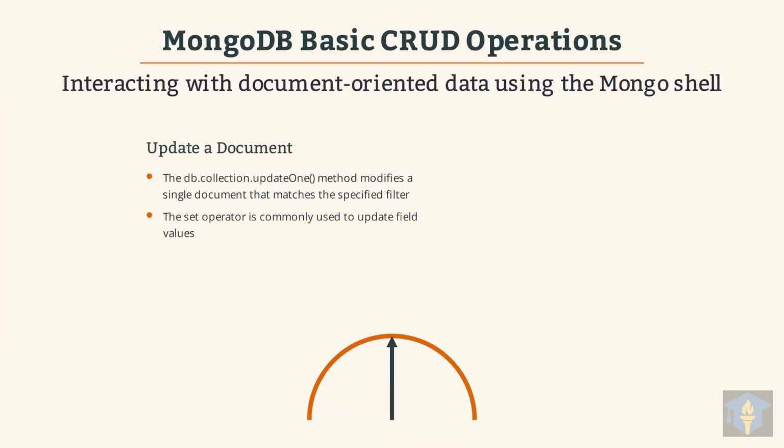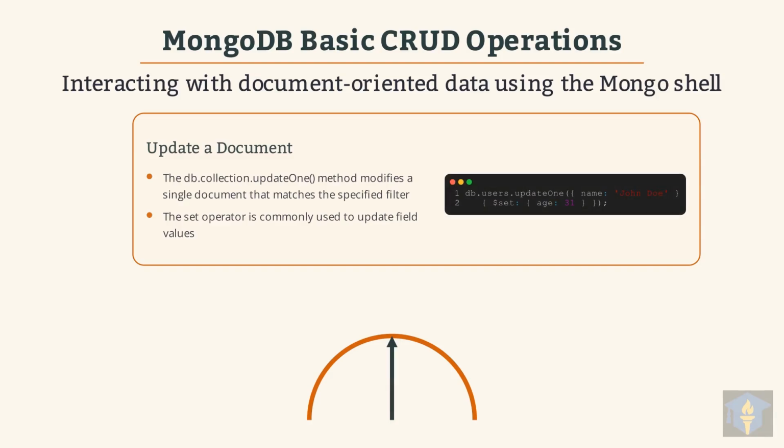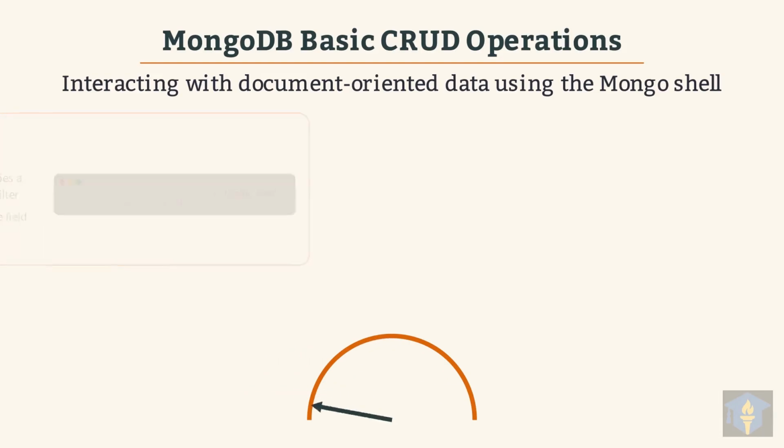Now, let's learn how to update an existing document, modifying its data within the collection. The db.collection.updateOne method modifies a single document based on a filter, often using the $set operator. This code updates the document for John Doe, changing their age to 31 using the $set operator.